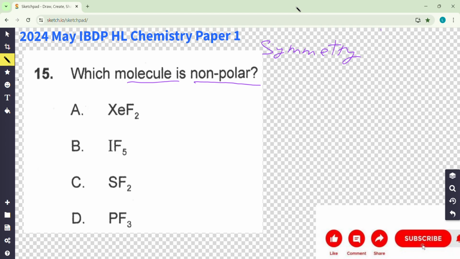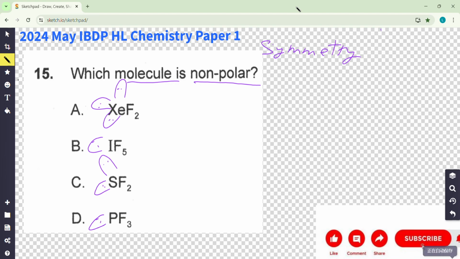So first of all, think about whether they have any lone pairs. For XeF2, you remember, yes, three lone pairs. For IF5, one lone pair. SF2, two lone pairs. So remember, you have learned already. For PF3, yeah, also one lone pair.